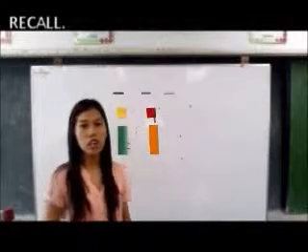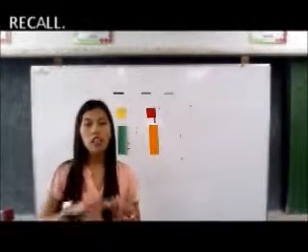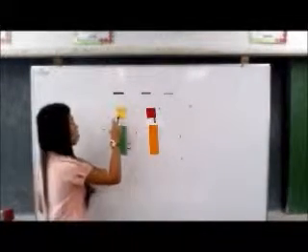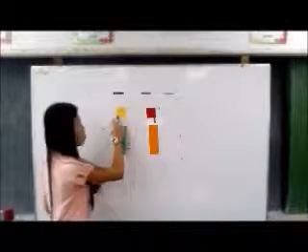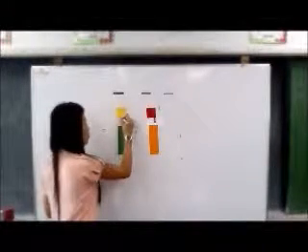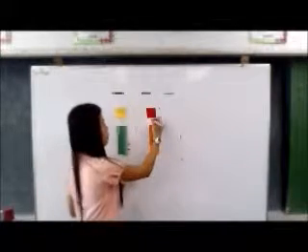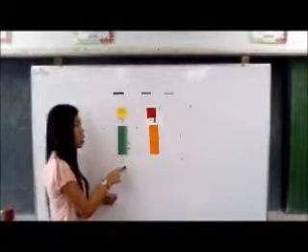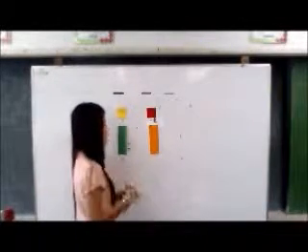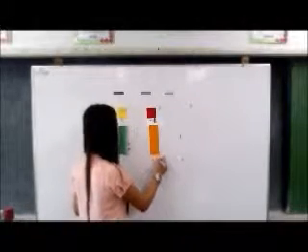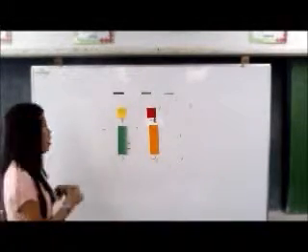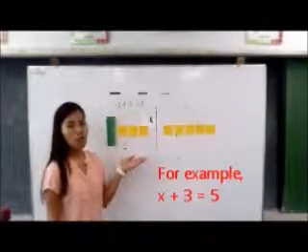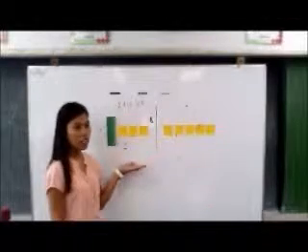Let's recall the different color representations of integers which we will be using in solving equations. The yellow small square is positive 1 unit and red is negative 1 unit. This green rectangle represents positive x, while this orange rectangle represents negative x. Let's take an example. From the equation x plus 3 equals 5, we are asked to find the value of x using this representation.